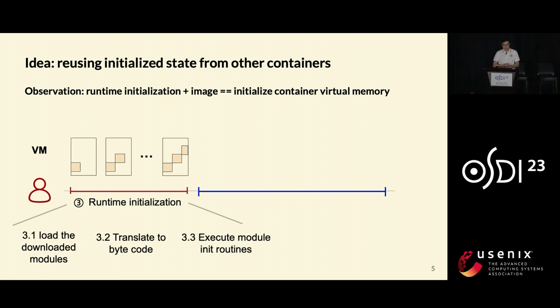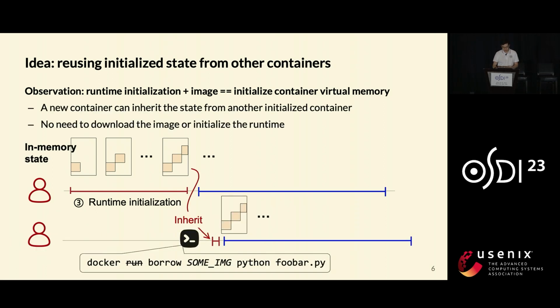The runtime initialization procedure basically consists of loading the downloaded modules, generating the bytecode, and executing the module init routines, which is actually initializing the container memory. So a new container can inherit the states from another initialized container without downloading the image or initializing the runtime. So the question is how to inherit.